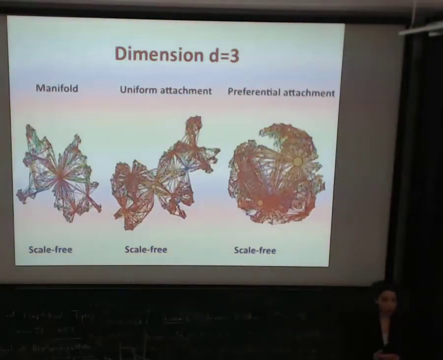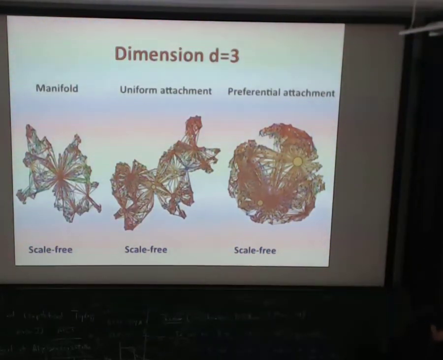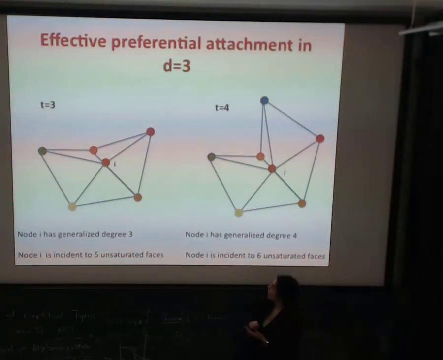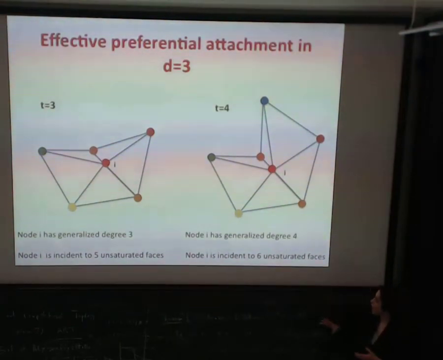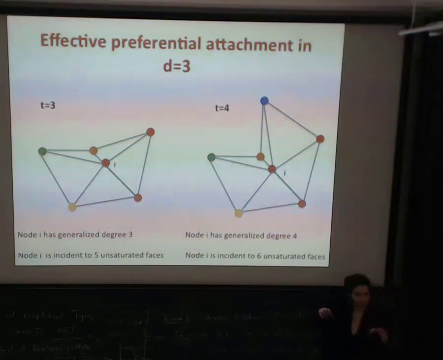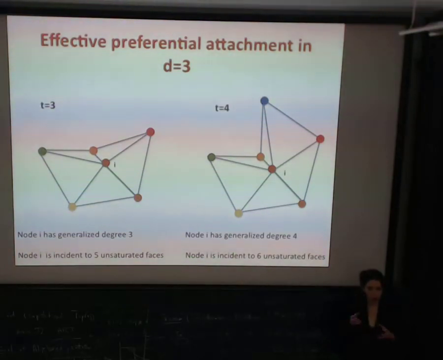In D equal to 3, the manifold also becomes scale-free. And actually, this can be explained here. You can consider these 3 tetrahedra incident to a node i. So node i is attached to 5 unsaturated faces where we can still attach simplices. Now we attach a new tetrahedron, and node i is incident to 6 unsaturated faces where we can still attach simplices. So there is, again, a preferential attachment induced by the geometry, by the fact that we are in dimension D equal to 3.